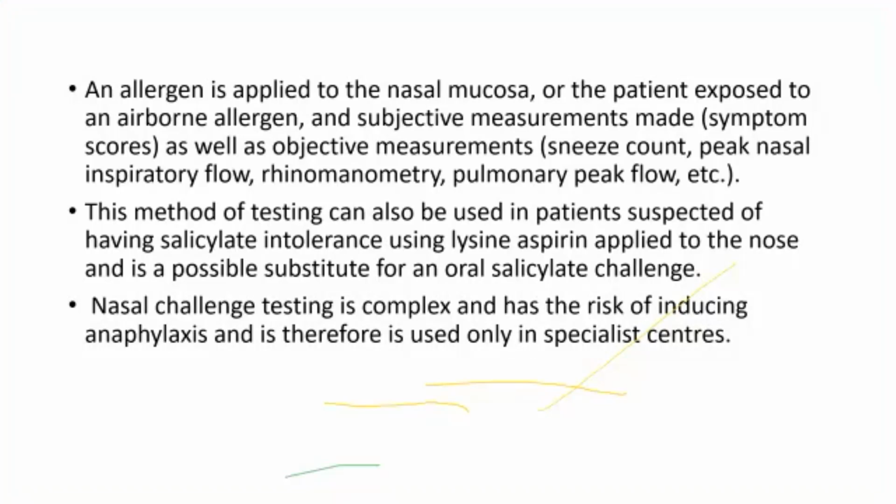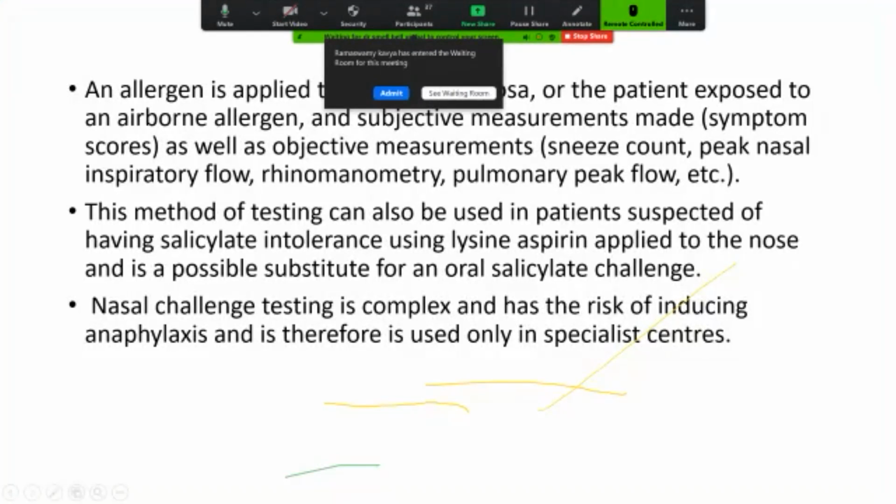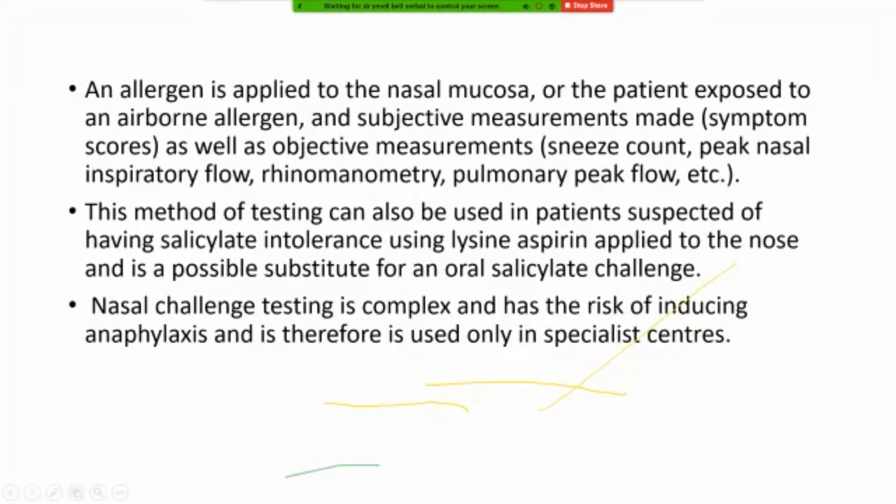An allergen is applied to the nasal mucosa or the patient is exposed to an airborne allergen, and subjective measurements are made, that is, symptom scores, as well as objective measurements, that is, sneeze count, peak nasal inspiratory flow, rhinomanometry, and peak pulmonary peak flow. This method of testing can also be used in patients suspected of having salicylate intolerance, using lysine aspirin applied to the nose, and is a possible substitute for an oral salicylate challenge.